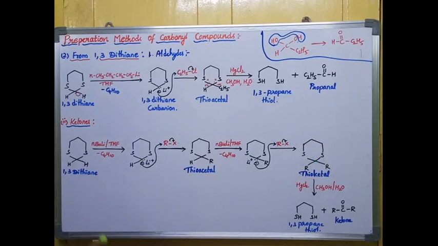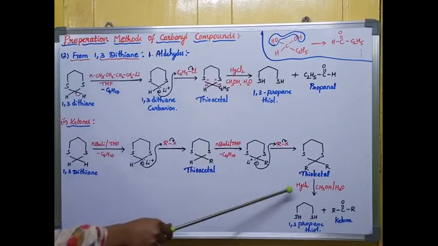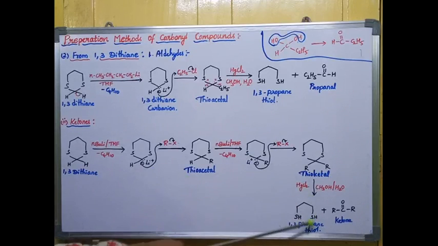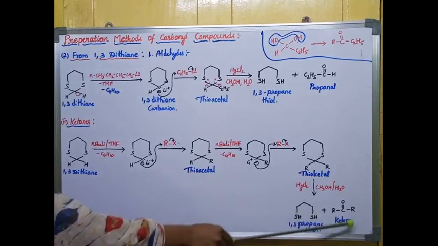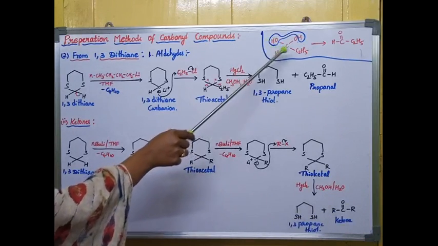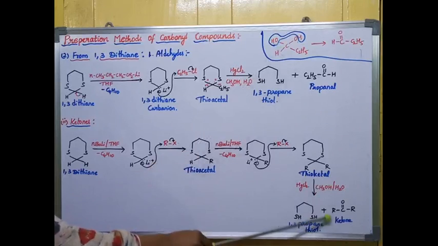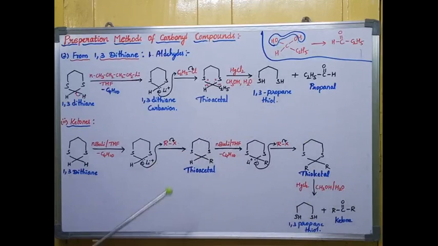Okay, now this thioketal further undergoes hydrolysis in the presence of mercuric chloride and methanol. You can clearly observe. So now you are getting 1,3-propane dithiol, and along with this you will get ketones. The same product will be obtained like this, with two R groups, and there is a dehydration. Then you will get this ketone as a product.